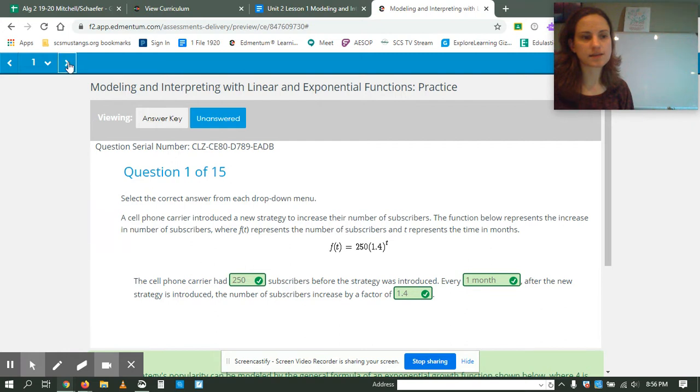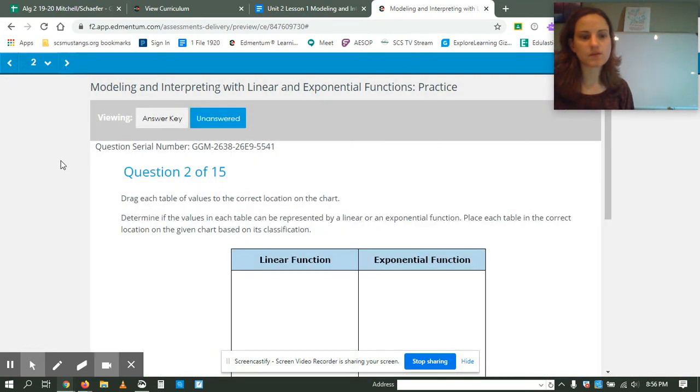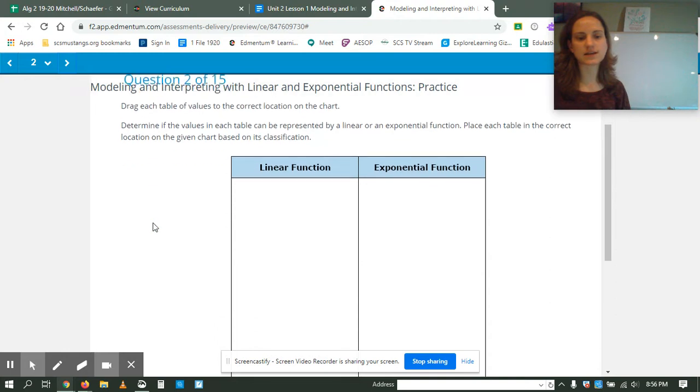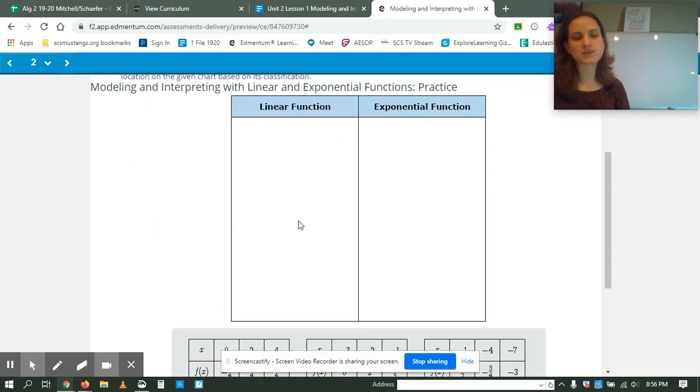Okay, looking at the second question. For this one, they want us to drag each table of values to the correct location on the chart. Determine if the values in each table can be represented by a linear or an exponential function, and place each table in the correct location on the given chart based on its classification. So this is kind of a matching thing. We're looking for things that are linear or make a straight line, and then things that are exponential and make that curve.